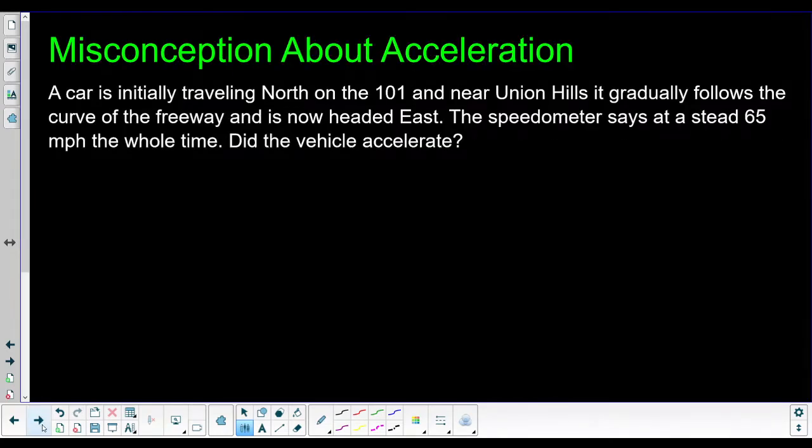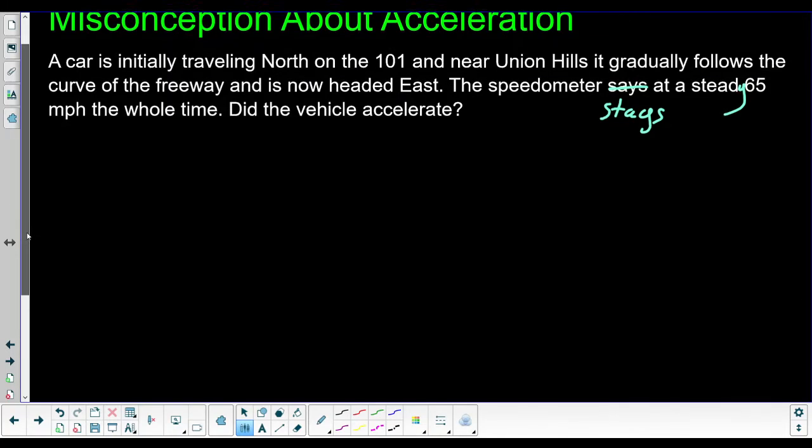All right? So let's talk about this misconception really quick. It says, a car is initially traveling north on the 101, and near Union Hills, it gradually follows the curve of the freeway and is now headed east. The speedometer says, this is maybe not worded very well, the speedometer stays at a steady 65 miles per hour the whole time.